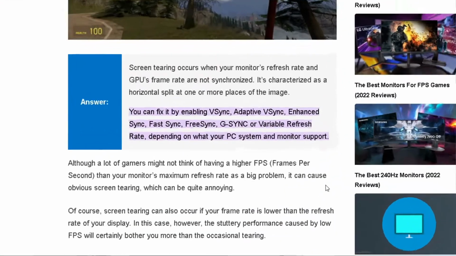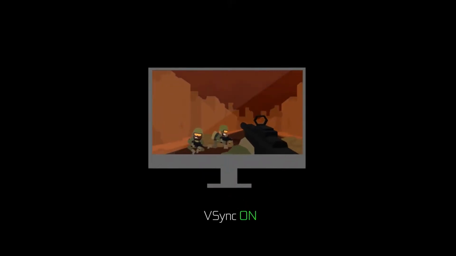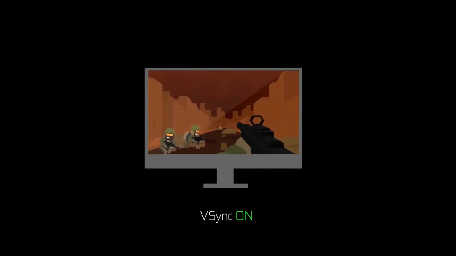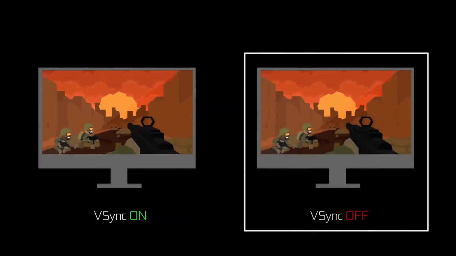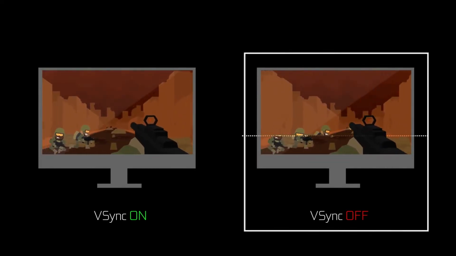Now you can easily minimize screen tearing by using features that a lot of modern monitors come with. These features are called V-Sync, Adaptive Sync, Enhanced Sync, all different types of things. And when you turn these features on, it'll pretty much eradicate any type of screen tearing because what they do is cap out the frames per second so that your frame rate is never outdoing your monitor's refresh rate, thus leading to a much smoother experience.